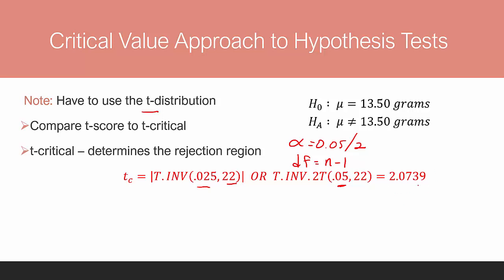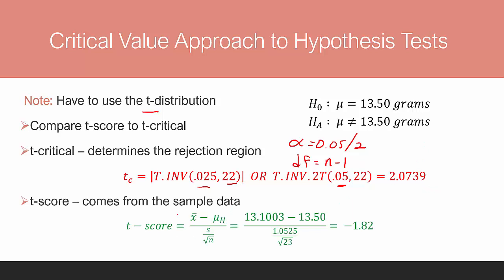This actually tells us that our sample statistic needs to be more than 2.0739 standard deviations away from 13.5 to be considered far away. In other words, to be able to reject the null hypothesis. Our t-score comes from the sample data. So you calculate the t-score just as we've done before. X bar minus mu.